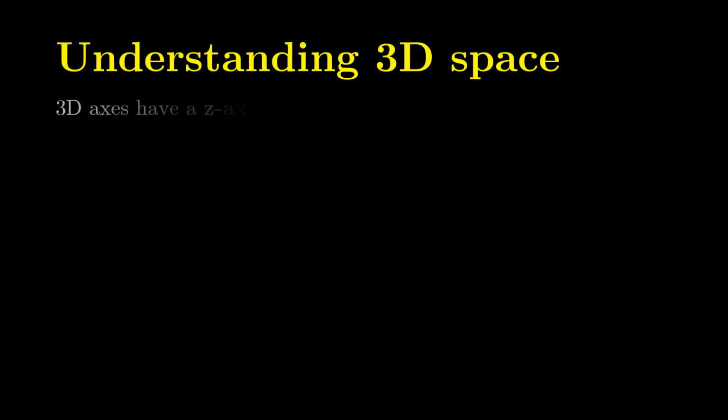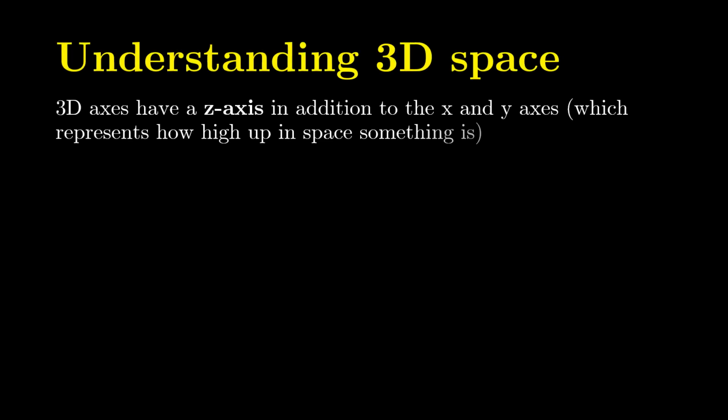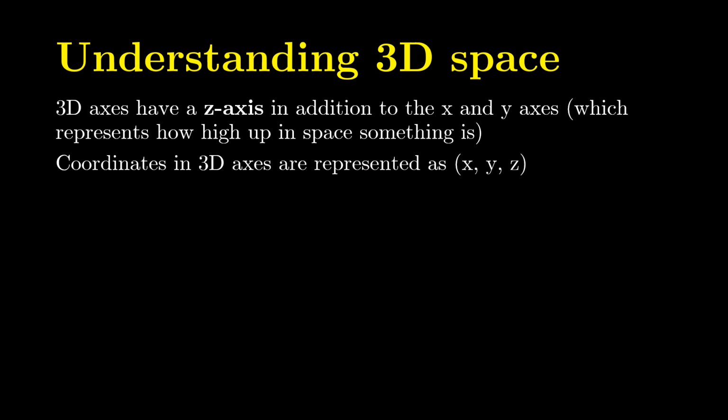So first let's try to understand how 3D space works. 3D axes have a Z axis in addition to the regular X and Y axes we see in 2D, and this helps us represent how high up something in space is. Coordinates in 3D axes are represented using the following notation. So they have a Z component as well as the regular X and Y components we are used to seeing.